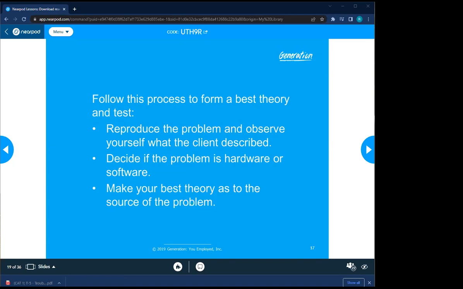Rachel, question. So you're trying to get a client that broke his or her computer, and how willing are they to reproduce the problem?